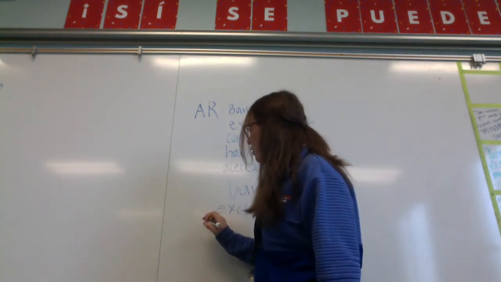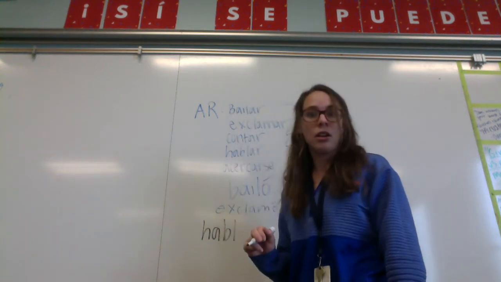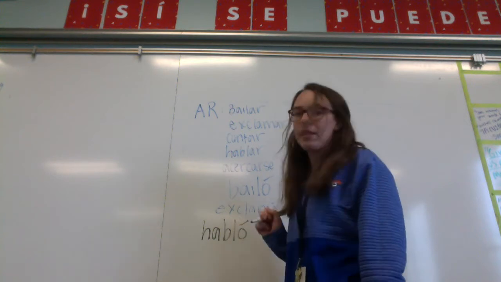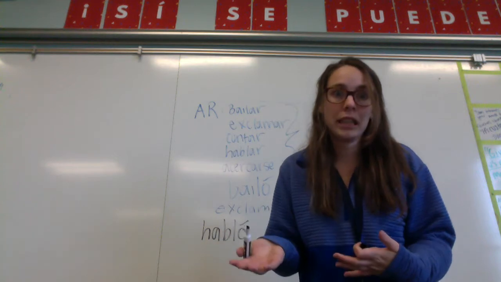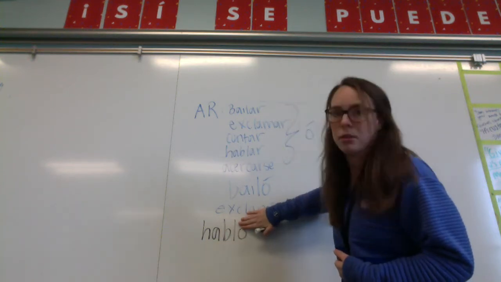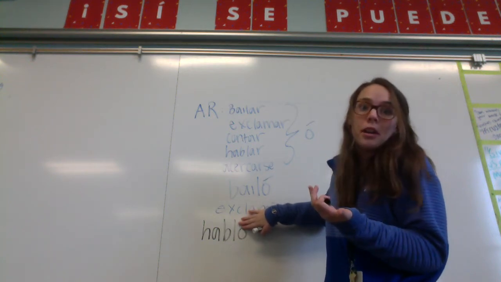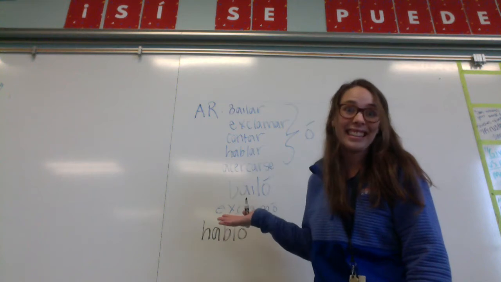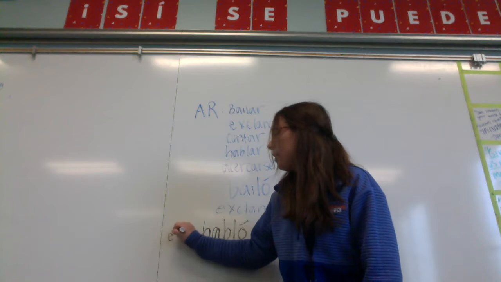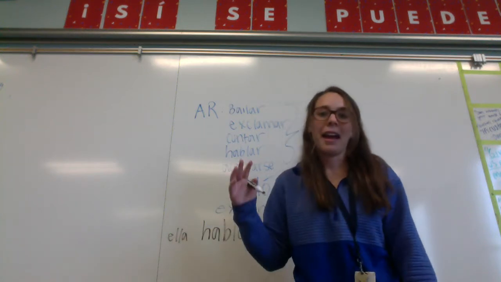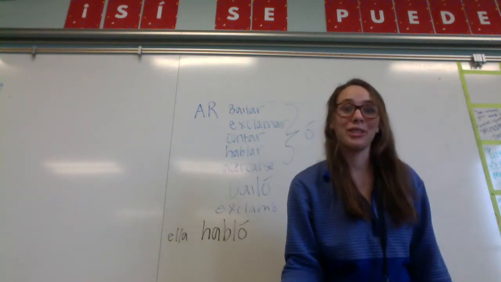If I wanted to say he or she spoke, I would say él o ella habló. That O with an accent. This is when adding accents becomes really important, because if I just had hablo, that's I speak, I talk. Hablo, yo hablo. But if it's habló, then it's saying he or she spoke. To make this easier on ourselves, we do add in that subject ahead of time.